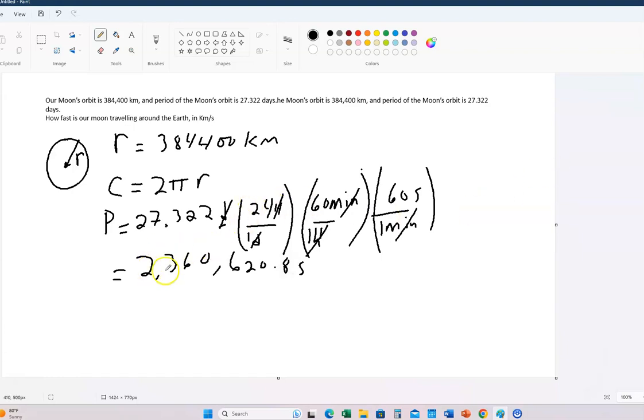We have the period now in seconds. This is the period in seconds, and all we really have to do is take the circumference, which is going to be our distance. The velocity, I didn't write this down, of course, is just going to be the distance divided by the time.